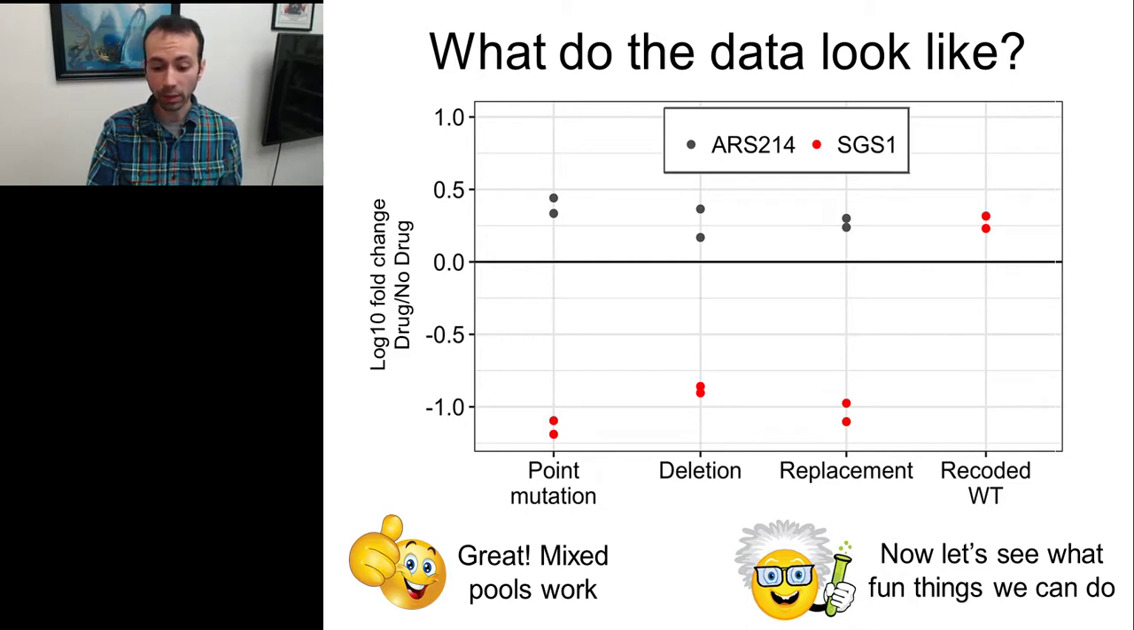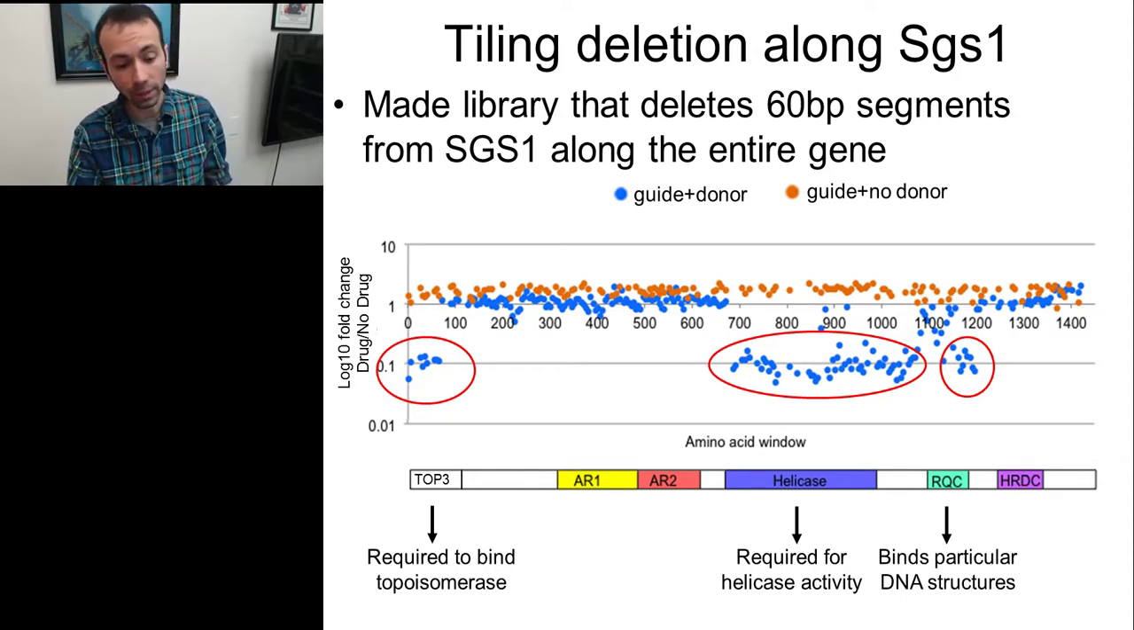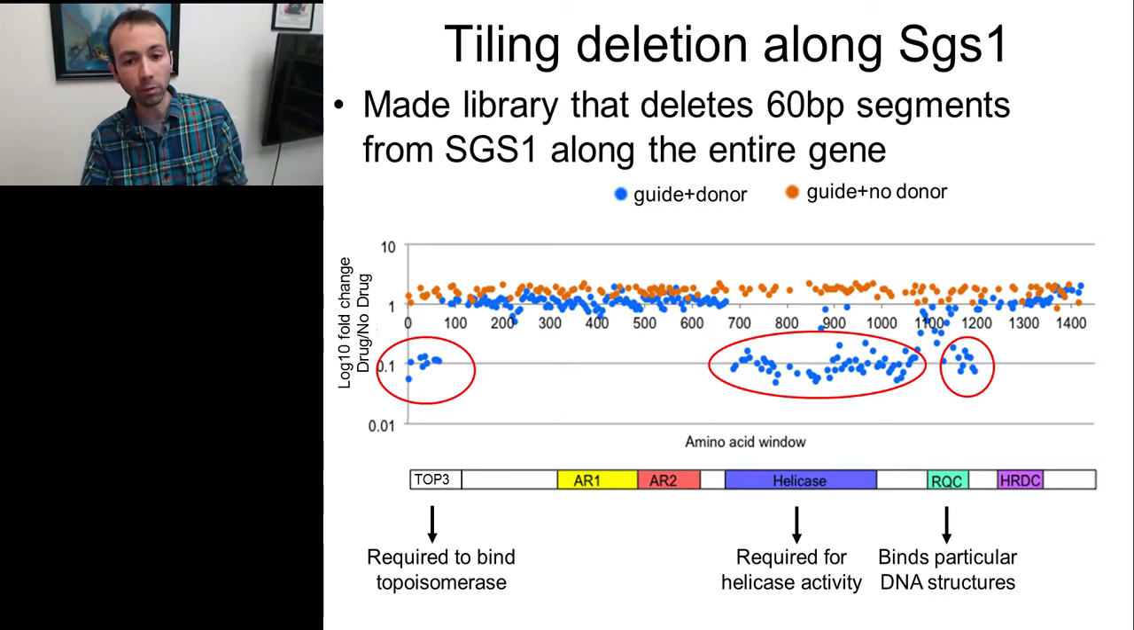Now the next thing to do is see what kind of fun things we can do with this sort of technology. One of the first things we did was a tiling deletion series along SGS1. We made a library of 60 base pair deletions within SGS1 along the entire gene. On the bottom here, I'm showing you what the SGS1 gene looks like, and it has several different domains that are important for its activity. One is a Top3 binding domain that's required for it to interact with the essential topoisomerase type 3 protein, which is required for SGS1 to do its function.